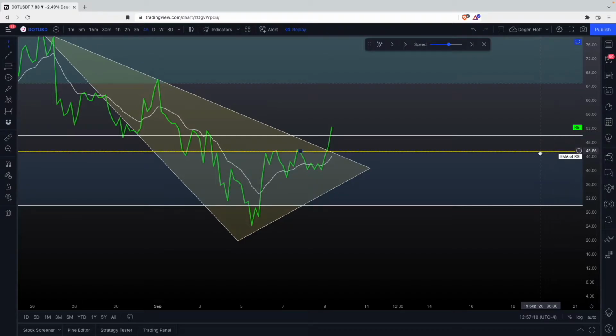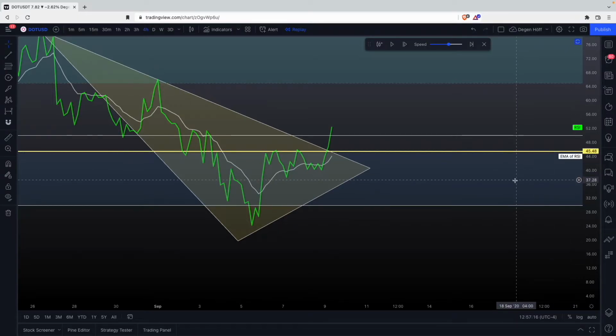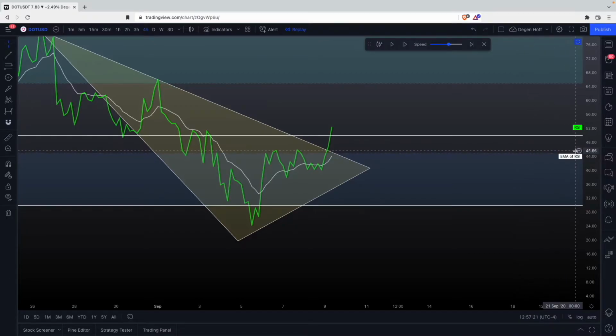Oh shit, what happened? I'm trying to set an alert. Why is it doing that? Anyway, this thing was acting weird.